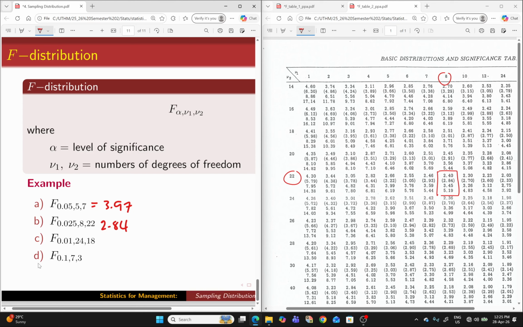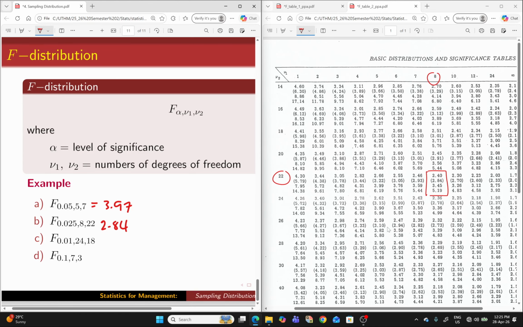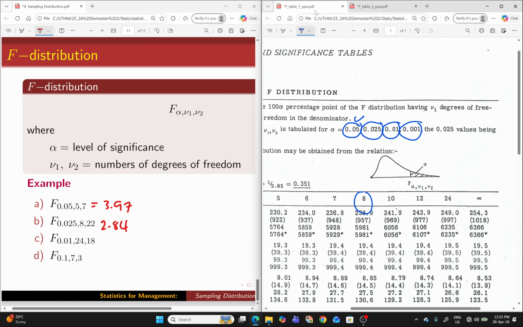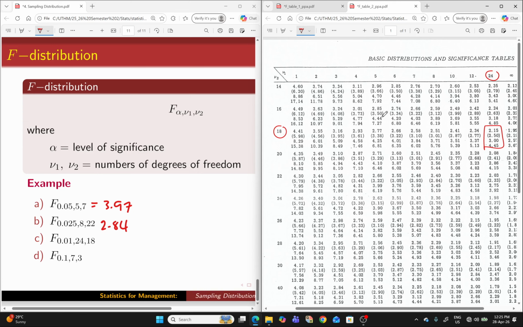Find the other ones, C and D, from the table I gave you. Try. Number C, 24 and 18. These 4 numbers. This is 0.01. 0.01 is the third. That would be 3.00.